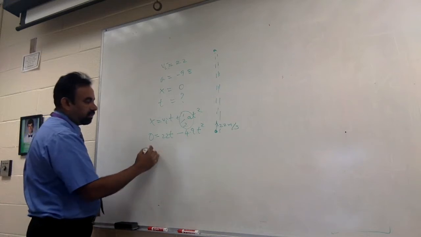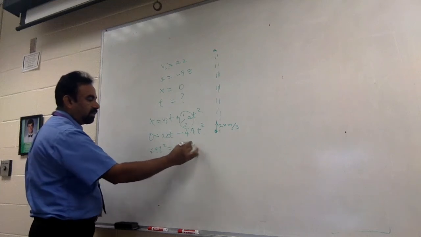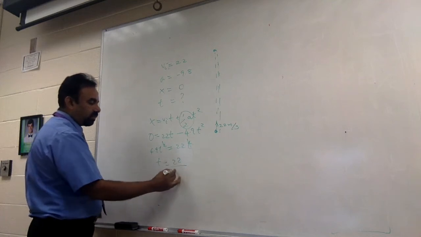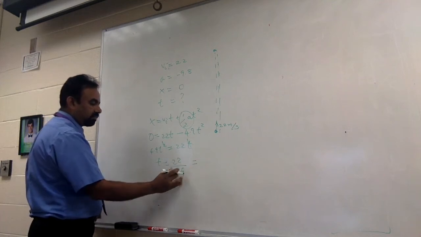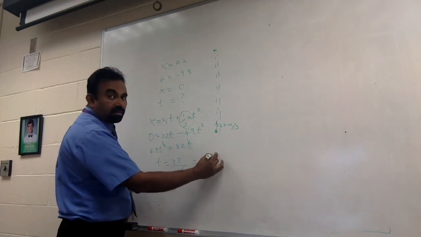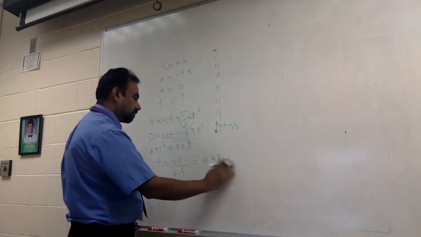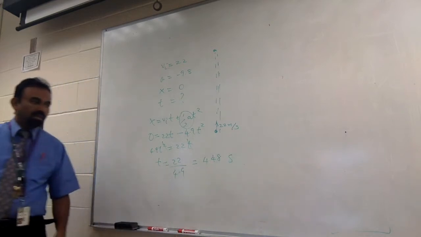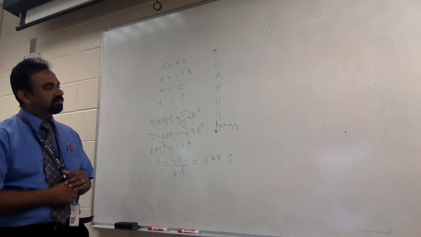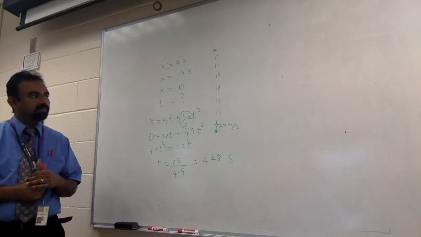And what you do next is 4.9t squared is equal to 22t. Divide both sides by t, you get t is equal to 22 over 4.9, and the answer is 4.48 seconds. It stays in the air.